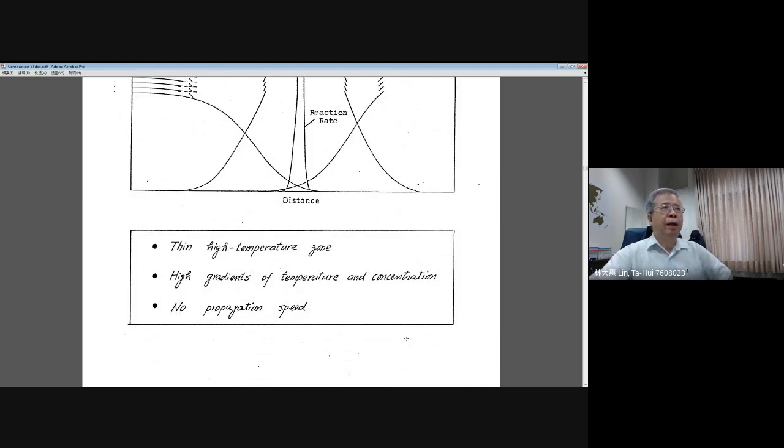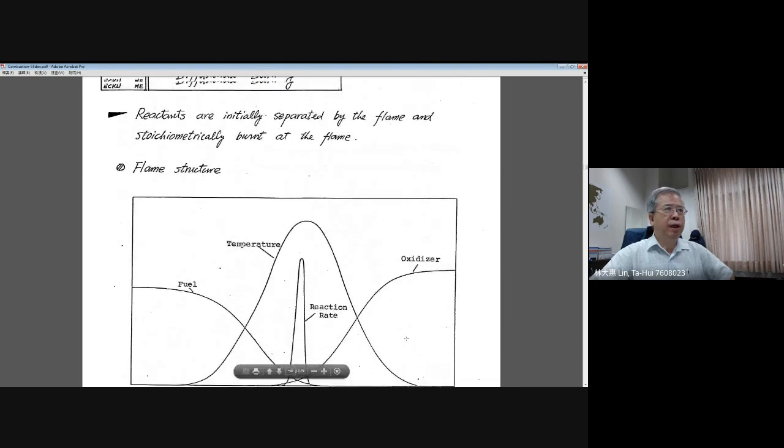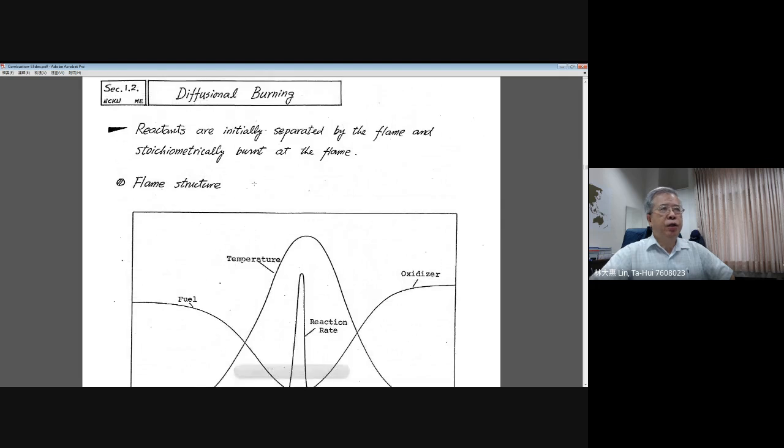1.34. I mentioned here the basic definition for diffusion flame is this: reactants are initially separated by the flame itself and burn stoichiometrically at the flame. You should remember stoichiometric burning for a diffusion flame is not the same as the burning defined for a premixed flame. For a premixed flame, we have the fuel and the oxidizer premixed. Then from the initial condition, you can identify the lean condition, the rich condition, or stoichiometric conditions.